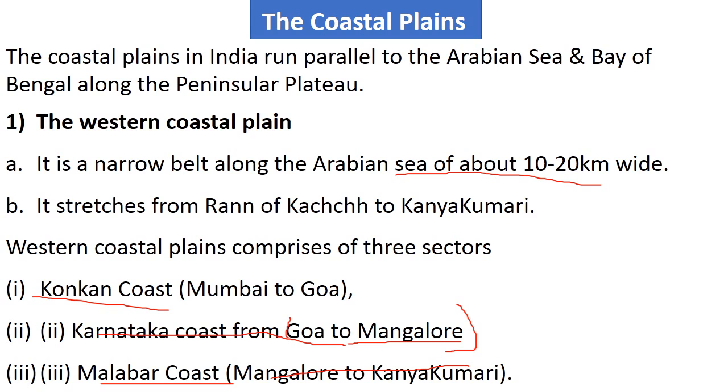Then the Karnataka coast runs from Goa to Mangalore. The region from Goa to Mangalore falls into this second type of coast. And third is the Malabar coast. Mangalore to Kanyakumari falls into this Malabar coast.